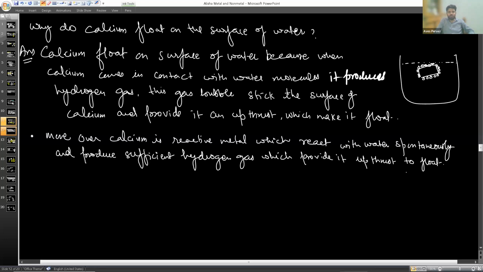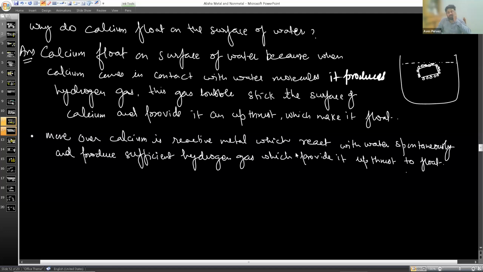Calcium floats on the surface of water because when calcium comes in contact with water molecules, it produces hydrogen gas. These gas bubbles stick to the surface of calcium and provide it an upthrust, which makes it float. Moreover, calcium is a very reactive metal, which reacts with water spontaneously and produces sufficient hydrogen gas, which provides it upthrust to float. Please memorize it fast.